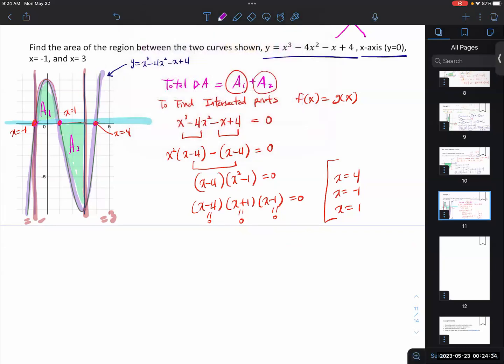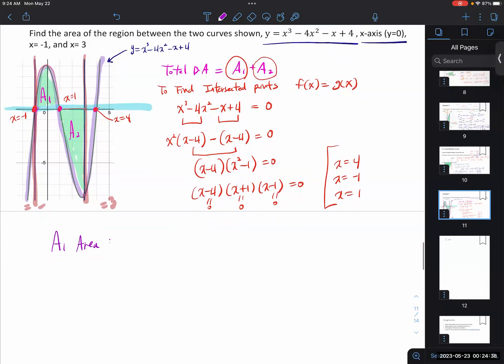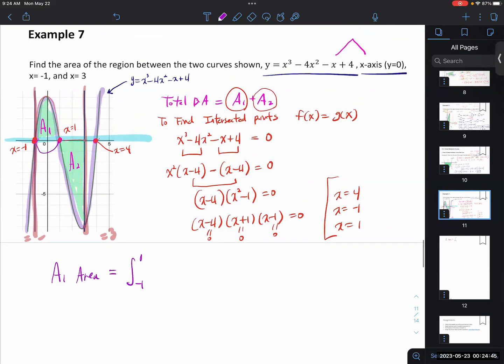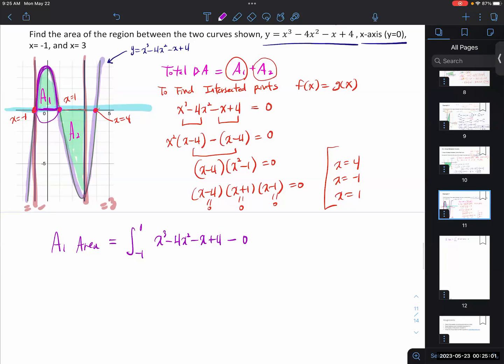So let's find out the A1 area. Okay, A1 area is from -1 to 1. And in this area, the purple polynomial is always higher than the x-axis, correct? So you're going to subtract x to the third minus 4x to the second, x plus 4 minus 0, right? That's f minus 0. And take the dx.